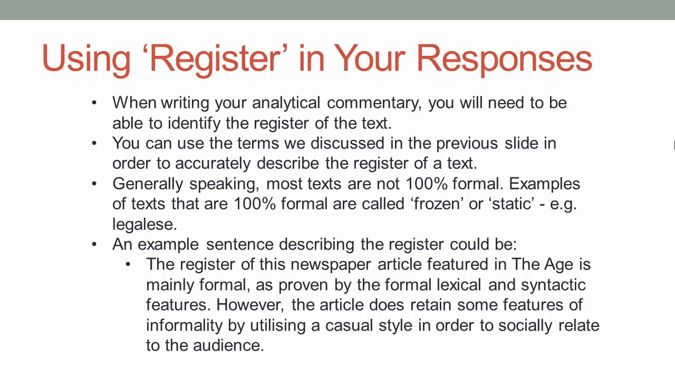So here's an example paragraph that you could use to describe the register. The register of this newspaper article featured in The Age is mainly formal, as proven by the formal lexical and syntactic features. However, the article does retain some features of informality by utilizing a casual style in order to socially relate to the audience. Now, what we described here is we said that it's mainly formal, however there are features of informality. Now, to the teachers and assessors, this shows that you have a high level of understanding of registers in that you've identified the text as being partly formal but also partly informal.